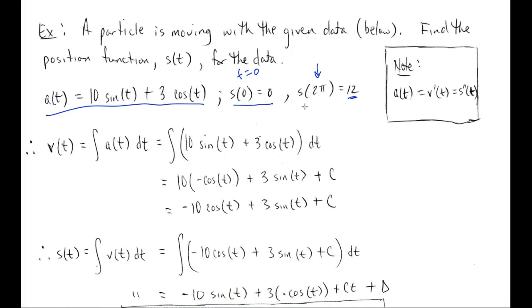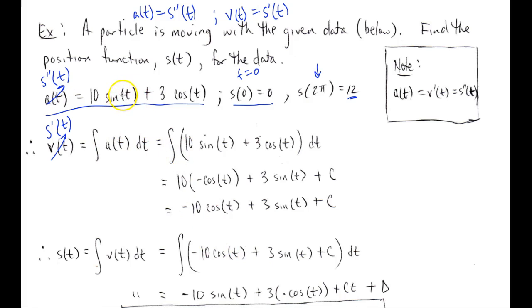So just like how we did in the last problem, we know that if we take the antiderivative, we're going to actually find the first derivative of position here. So we know that acceleration is going to be the second derivative of position, and we know that velocity is going to be the first derivative of position. So when we find the velocity here, what we're actually finding is the first derivative of position, whereas this is the second derivative of position.